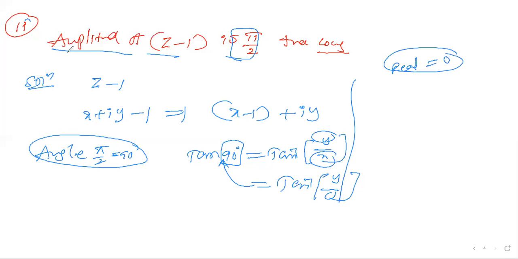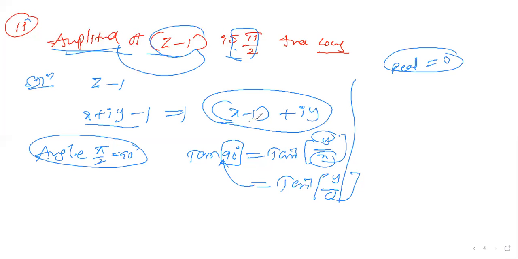They mentioned the amplitude of this is 90, so I simplified the question. This question is like this: z minus 1. The angle must be 90, which means tan 90. How do you get y by x? You get tan infinite, and something by 0 is infinite. It means the x value should be 0 irrespective of y. It means the real term must be 0. So that is what the real term must be.